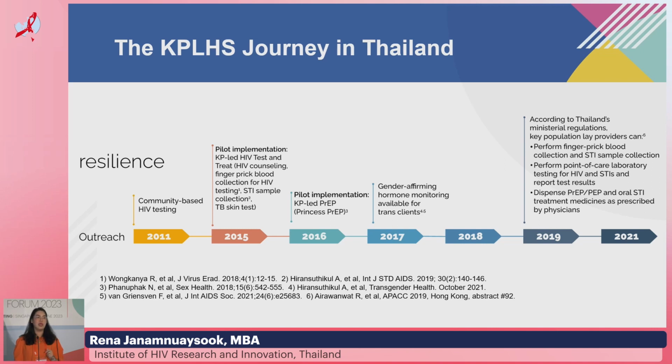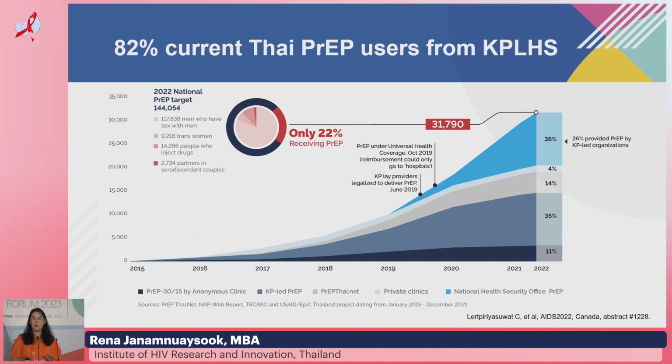According to the Ministry of Public Health ministerial regulation, they finally allowed trained and certified key population lay providers to perform certain clinical services, which include HIV testing by finger prick blood collection, STI sample collection, PrEP and PEP dispensing, as well as STI oral treatment medicine as prescribed by physicians. It really shows that the journey of key population-led health services in Thailand was not that easy. But through Dr. Prapan's leadership and vision, we made it possible.